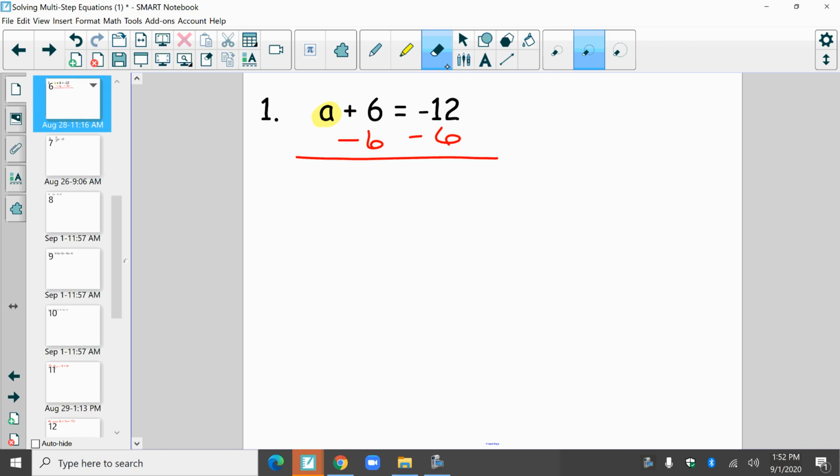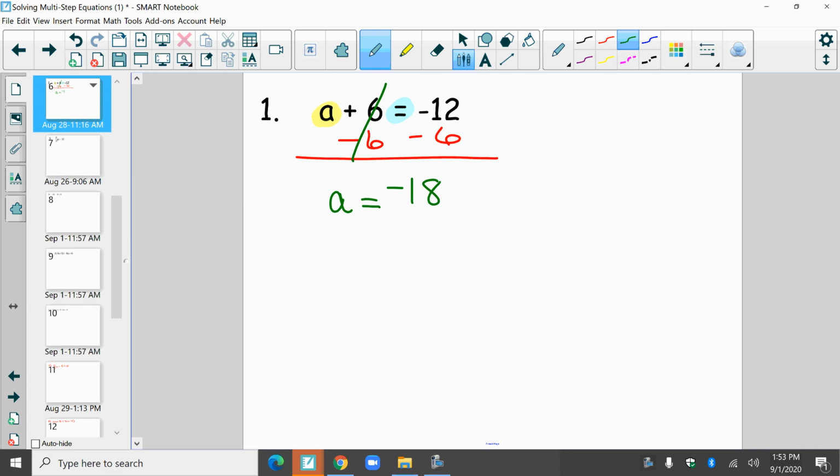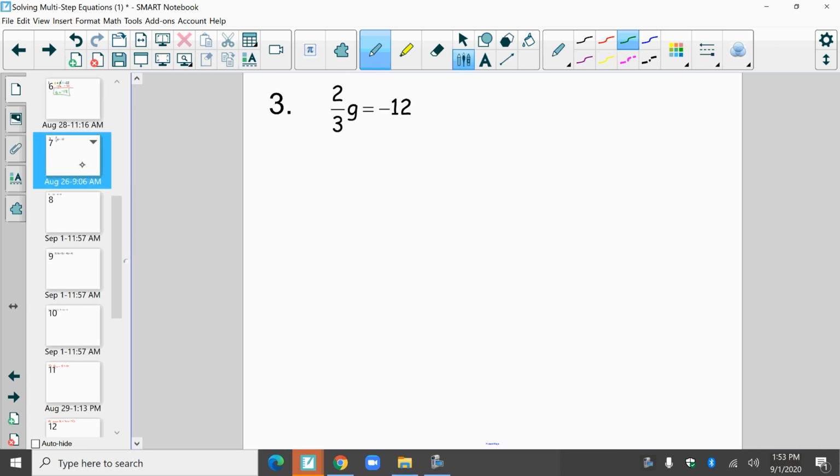Because this right here, this equal sign, is a scale. So you have to keep it balanced at all times. What you do to one side, you must do to the other. So those cancel out, and I'm left with A is equal to, you owe $12, you owe $6, so you are going to owe a total of $18. Okay, go to the next one, number 3.